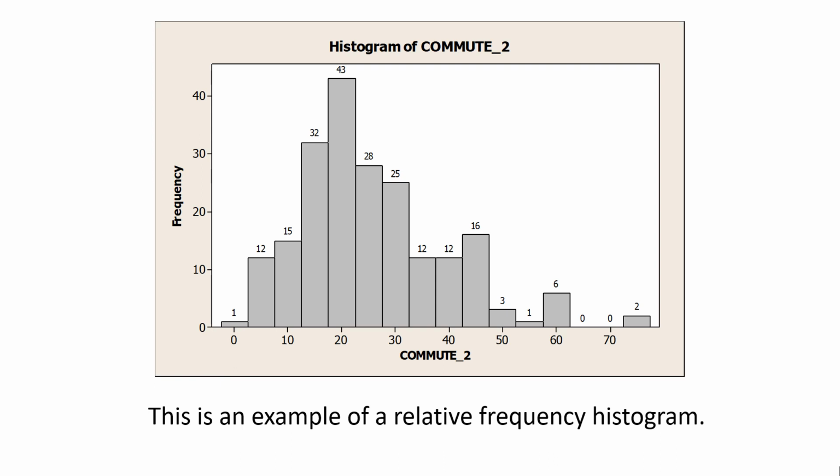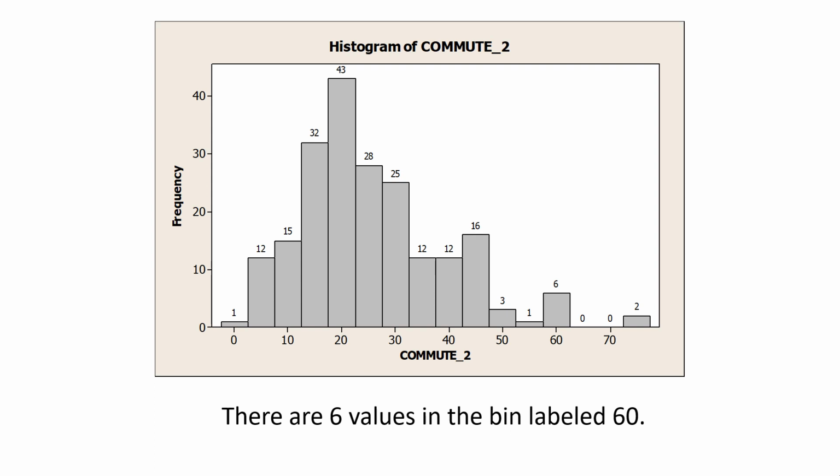This is an example of a relative frequency histogram. That is false. If we look on the y-axis here, this is not a relative frequency, but just a frequency. There are 6 values in the bin labeled 60. So we go to the bin labeled 60, has a frequency of 6. This is true.